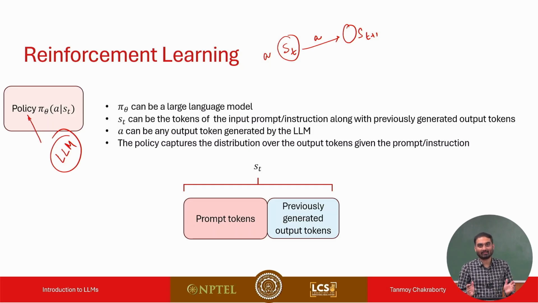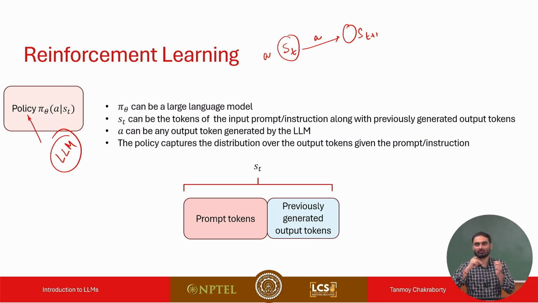And what is the state? The state is whatever responses the model has generated so far, right? Let's say the prompt is: what is the capital of India, right? This is the prompt. Now the model generates: the capital of India is Delhi, right? So when the model generates that, that's a state, right? And after that state we will have some action, right?